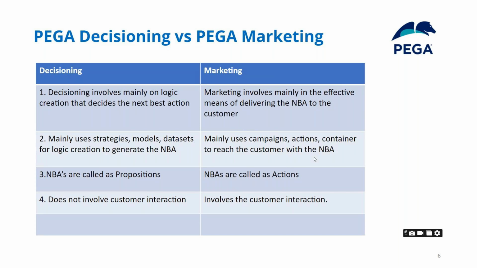Now, in Pega decisioning, whatever we send to the customer, we call them propositions. Again, don't get confused. We will see how to create them and what the purpose of that is. I am just giving a heads up, that's it. Propositions means anything that you propose to the customer is called a proposition.